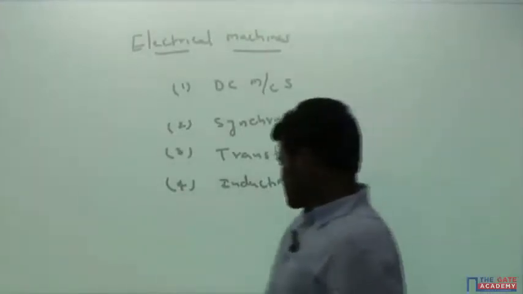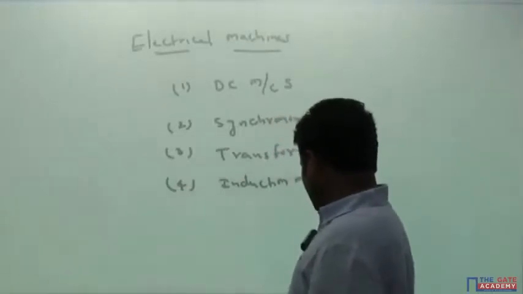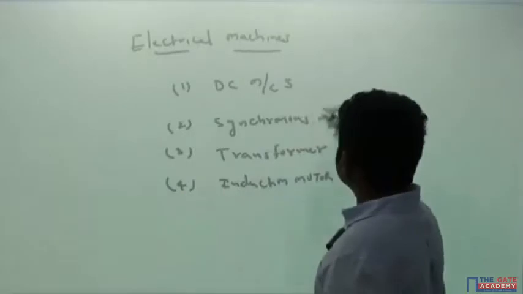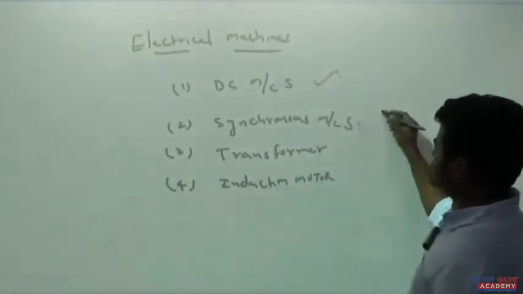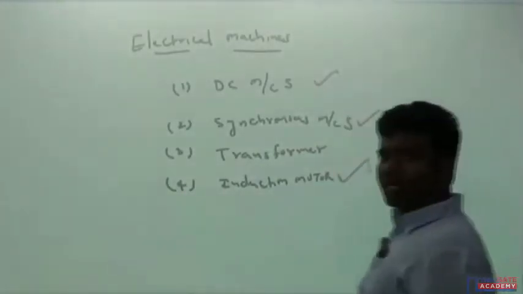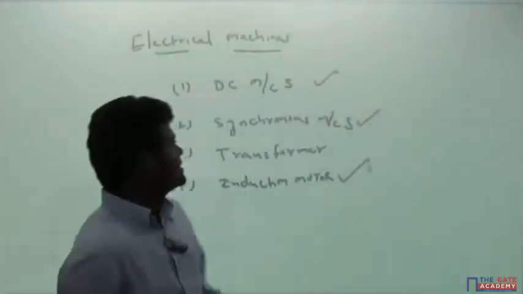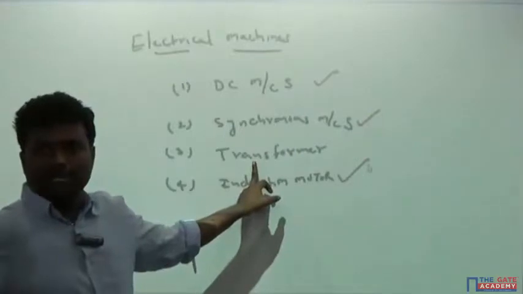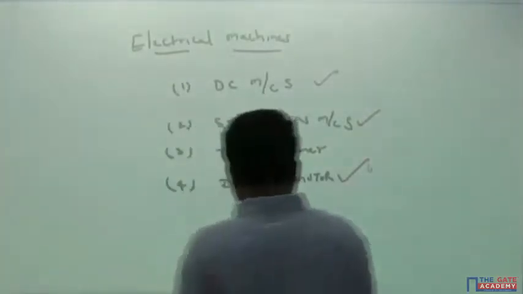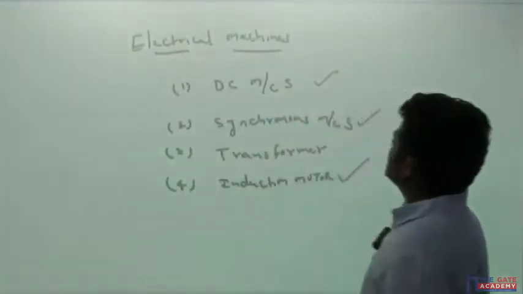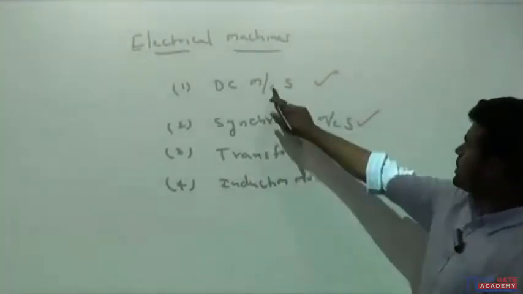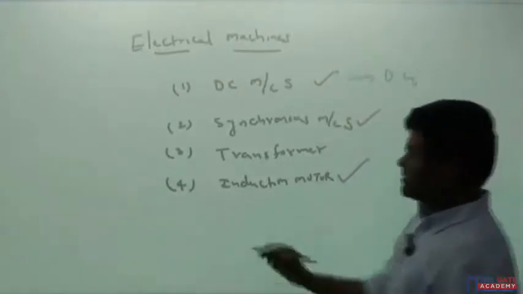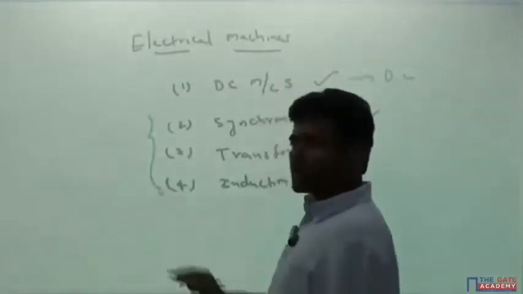Of course, 1, 2 and 4 are rotating machines, and the transformer is a static piece which is stationary and won't rotate. If you look at AC and DC machines, the first one is DC, and the remaining 2, 3, 4 work on AC.